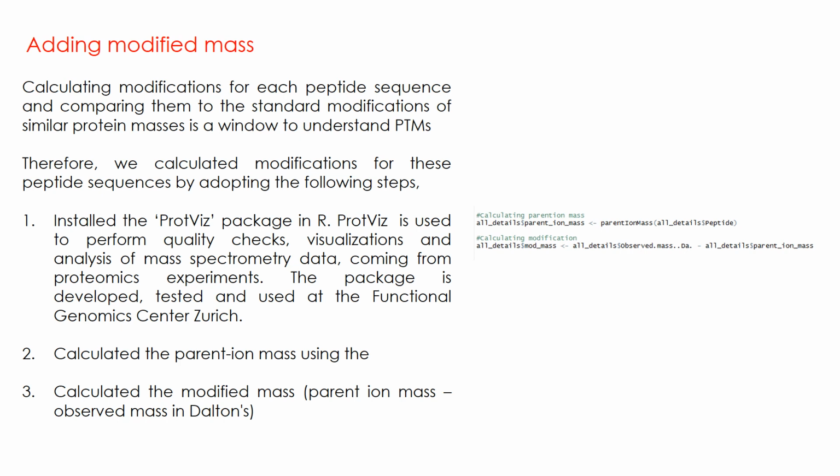Some of the steps that we took for this calculation were, one, to install a package called ProtWiz. ProtWiz is used to perform quality checks and visualizations in analyzing mass spec data, and this package was tested and developed at the Functional Genomics Center in Zurich for the first time. We calculated the parent ion mass using the parent ion mass function that is part of this package. Next, we calculated the modified mass, which is the difference between parent ion mass and observed mass in Daltons. Like we were also told in the proposal, once we start comparing these calculated modifications to standard modifications, we can identify PTMs for each of the patient IDs, and that could give us a lot of insights into their health.